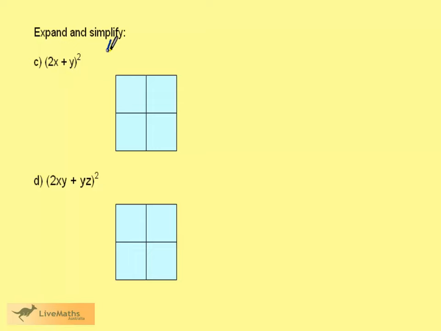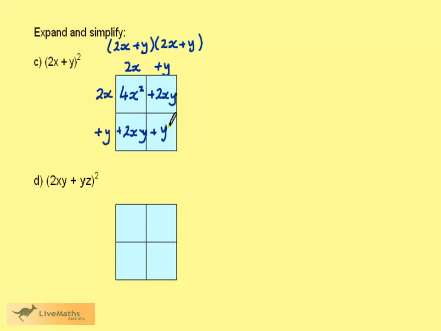Two x plus y all squared would be 2x plus y times 2x plus y. Using the grid method, 2x and plus y, 2x and plus y. 2x times 2x is 4x squared. 2x times plus y is plus 2xy. 2x times plus y plus 2xy again. And plus y times plus y is plus y squared.